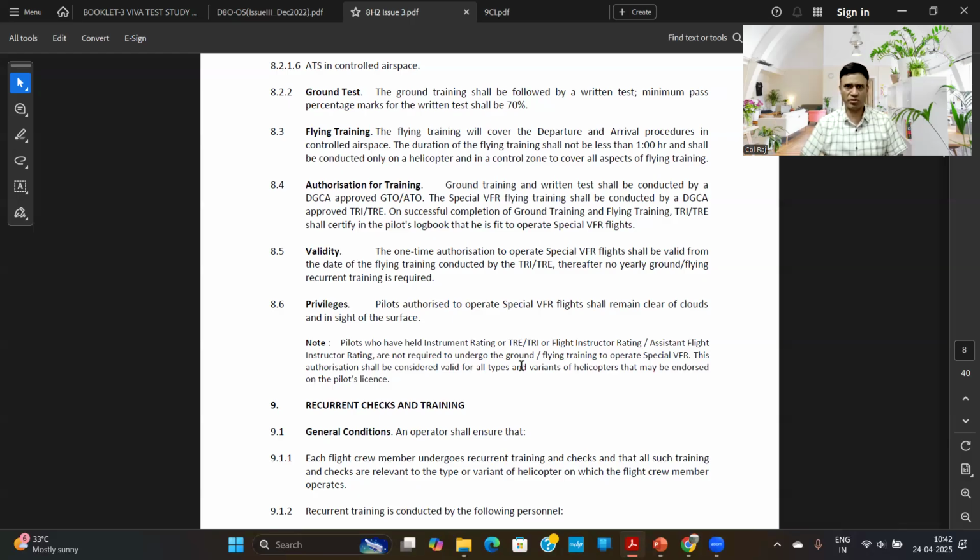Also, a suggestion to all new pilots: maintain one small training file. Every document, right from your computer number to your ground test passing to any course or anything which you do, that certificate in original should be maintained in that. Also scan it and keep a digital copy on your drive.